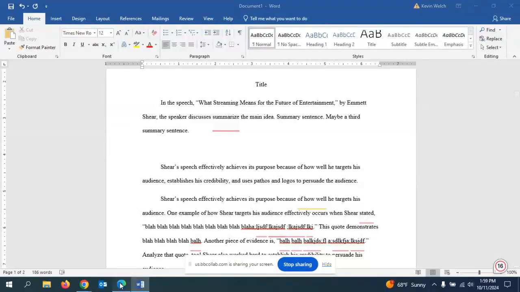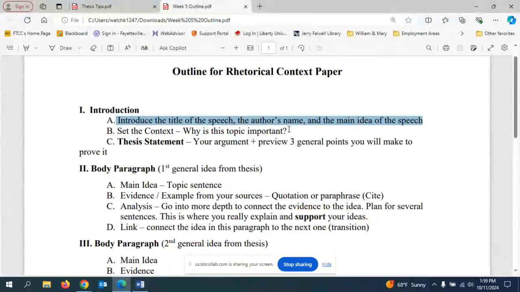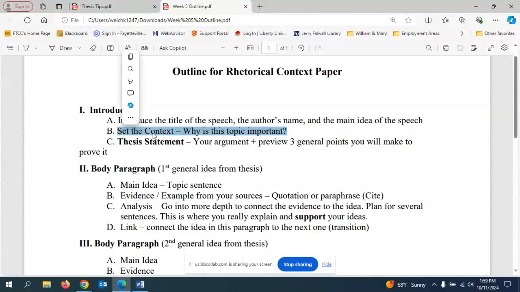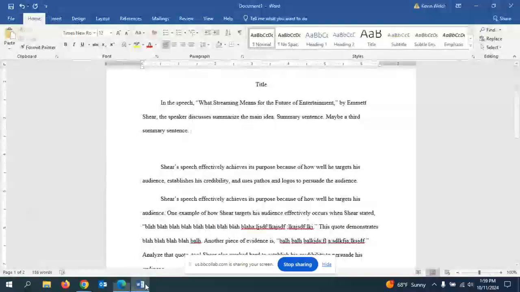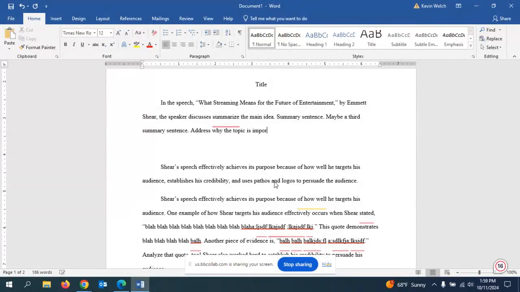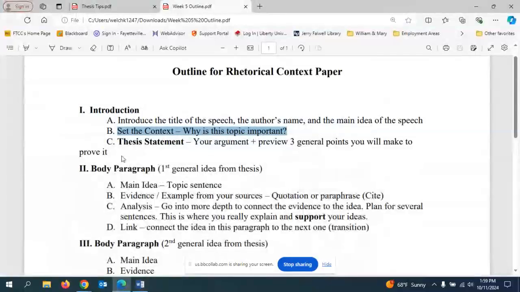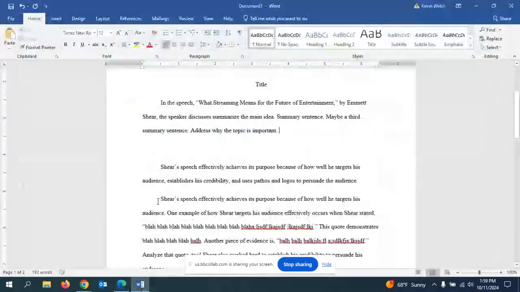Okay? And what that's doing is setting the context. So the context is the situation, that is, what is this person talking about and why are they talking about it? But you can also get into why the topic is important. And so I want to address why the topic is important in my next sentence or two. And all of this then leads into that thesis statement, which we already wrote.